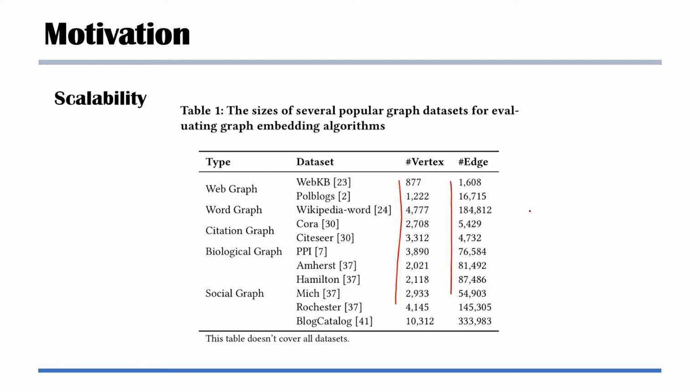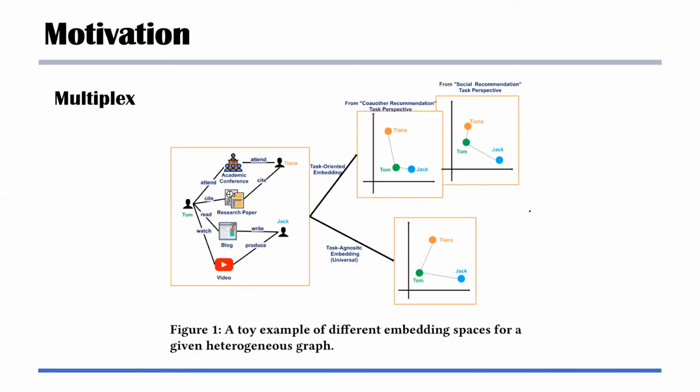And the third one is multiplex. When we say multiplex, the graph embedding algorithm can be task driven. Here I provide an example. This is a heterogeneous graph. Between three users, there can be different kinds of relationships, like if they ever go to the same academic conference, or if they ever read co-cited academic papers, or they watch some YouTube video together, something like that.